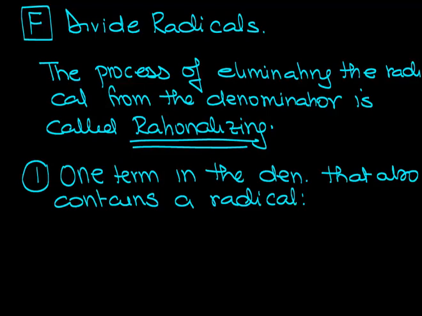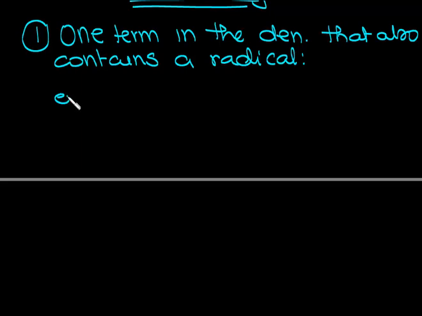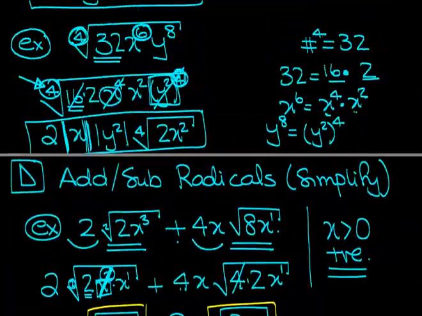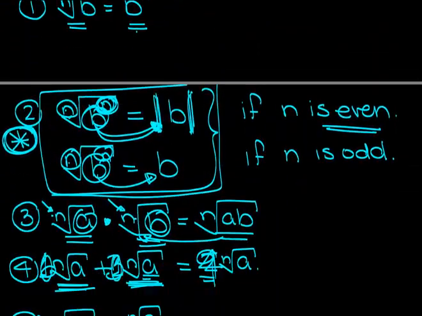Alright, so let me give you an example of how to take care of something like that. Let's say you have 1 over square root of 2. I have one term in the denominator, just one single term, and that contains a radical. So what do I want to do? Well, there's many different ways to do this, but I'll show you the method I prefer to teach with. We're going to use this property that we've been using constantly: when the power and the index are the same, the base comes out.